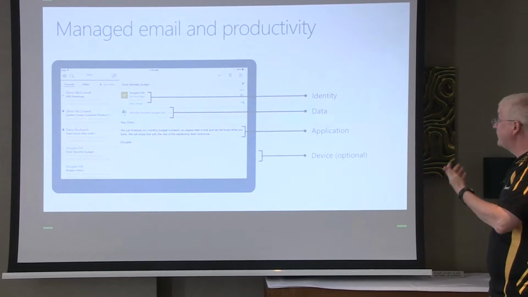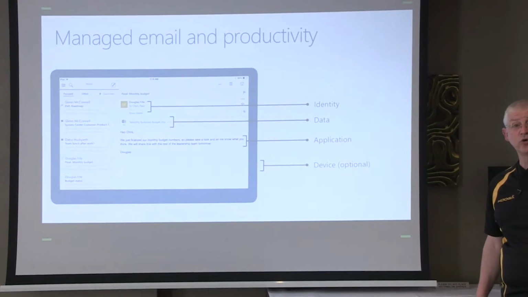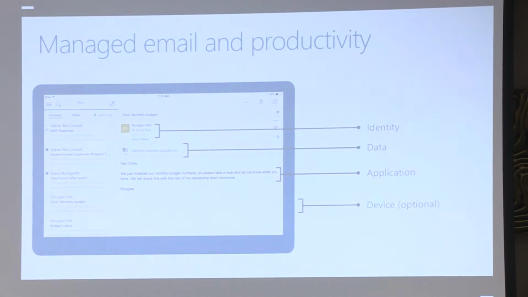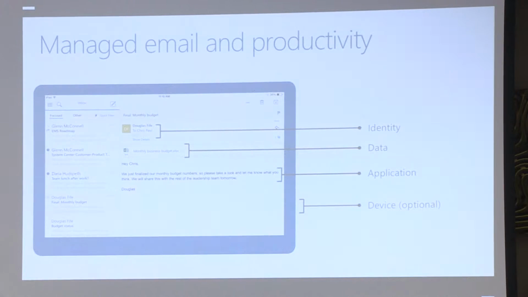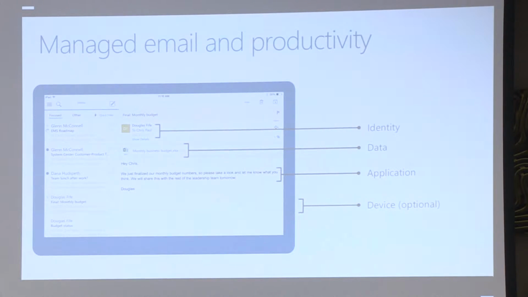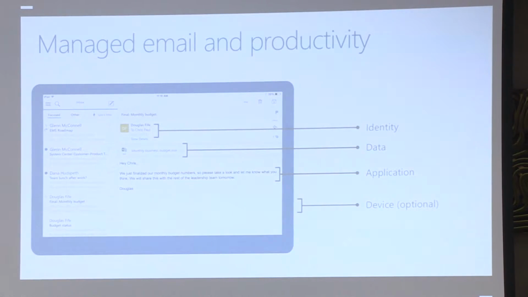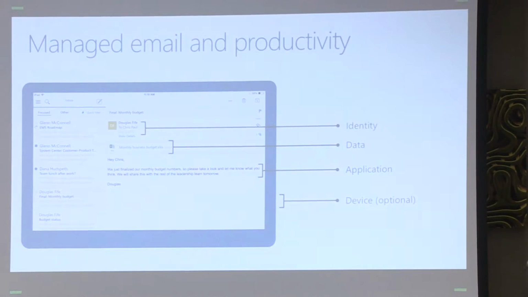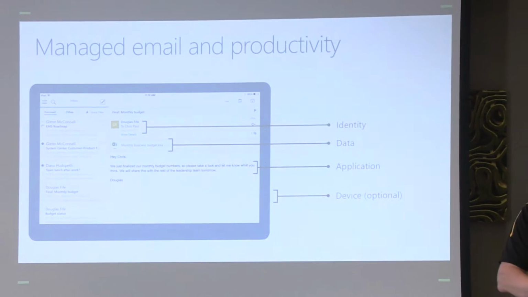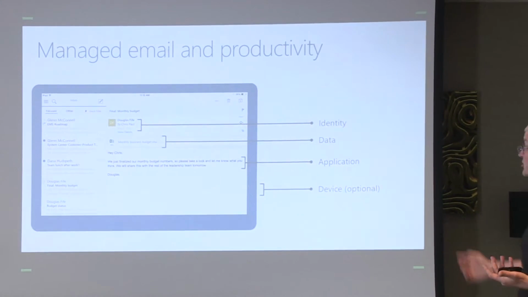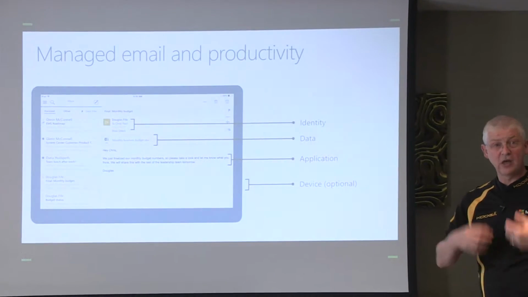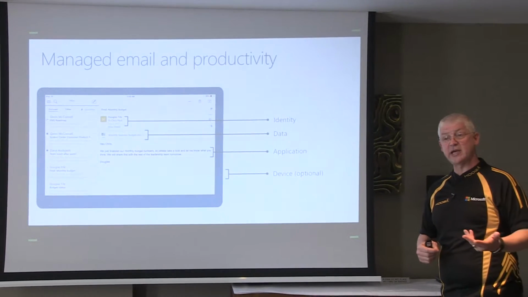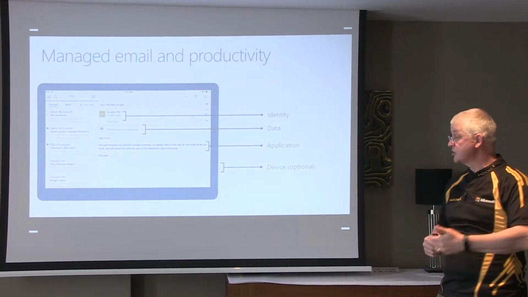There are 4 different levels of control that we could or should have on this email. This is an Outlook email, and I want to be able to ensure that my user's identity is safe and secure and I know who the user is. I want to be able to make sure that this monthly business budget, this spreadsheet, is controlled, secured, maybe encrypted and managed. I also want to make sure that the application itself I can control, so that if I have 2 different email accounts in that application, I can't move data from one to the other.